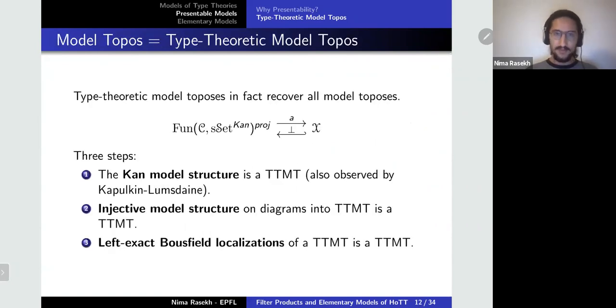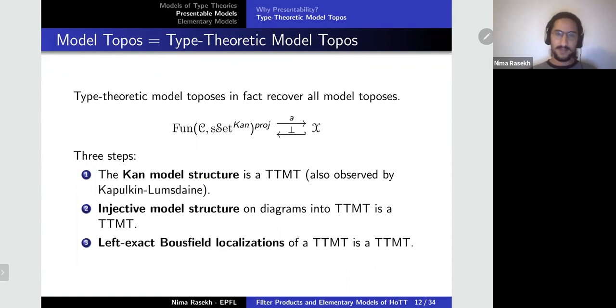So the question then remains: do we recover all model toposes? I said in the beginning that every good type-theoretic model topos is a particular kind of model topos, but do we get all of them? Is it really true that all model toposes are models of HoTT? This is the second half of the paper by Shulman, proving exactly that.